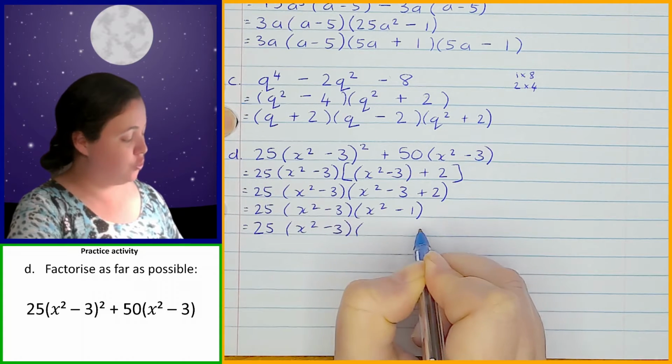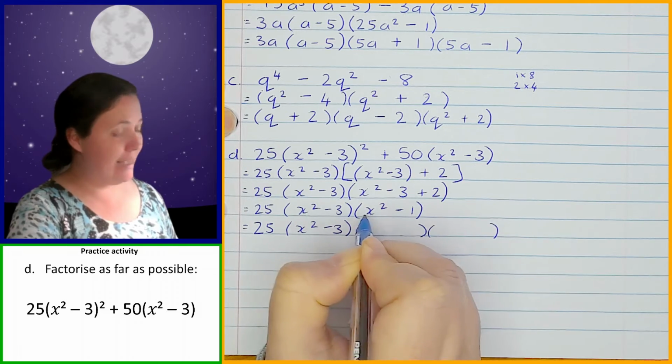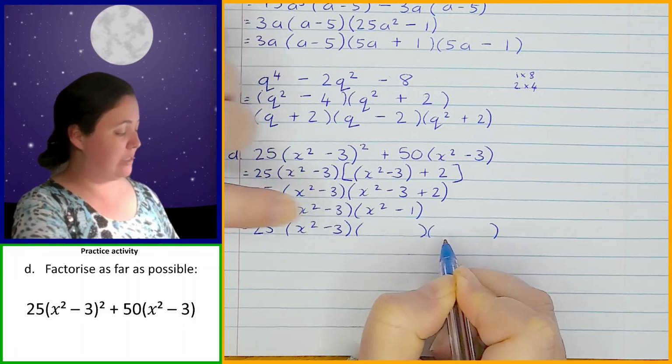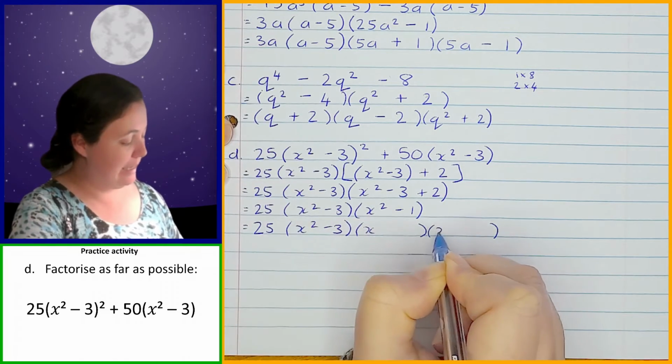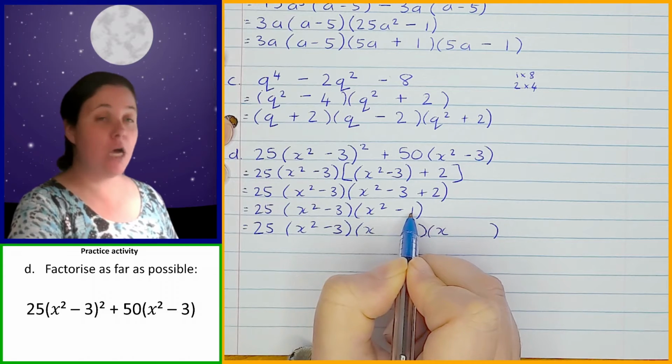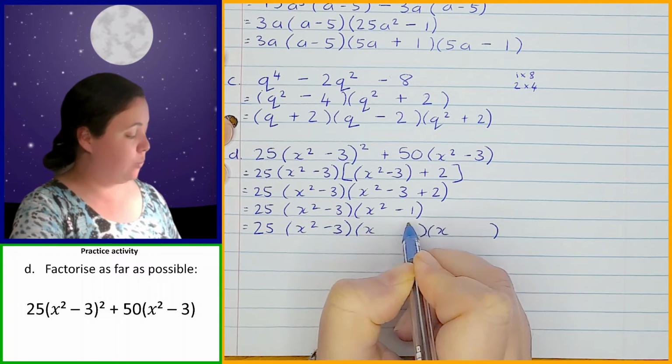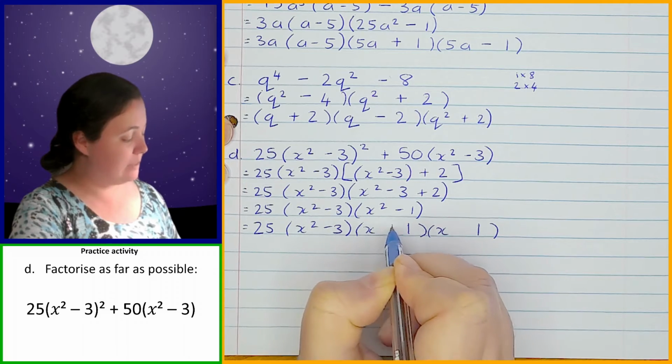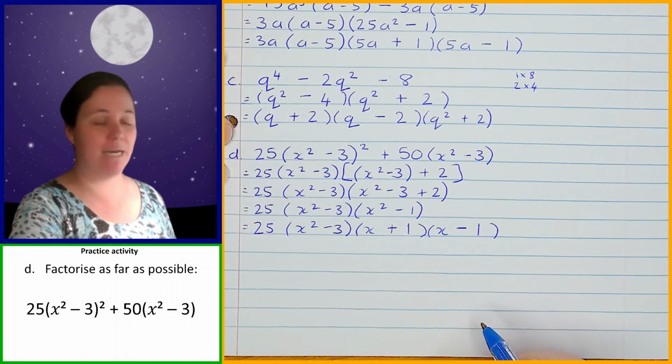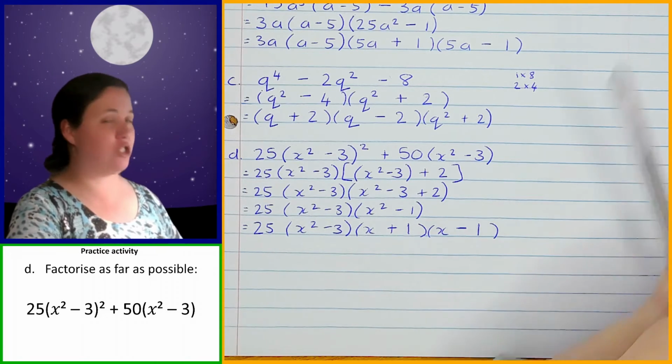But here I get two new sets of brackets. X squared is going to be factorized into here. So I've got x and x. And then the minus 1 is going to be 1 over there and 1 over there. 1 gets a plus and 1 gets a minus. So that's what you should have got for question D.